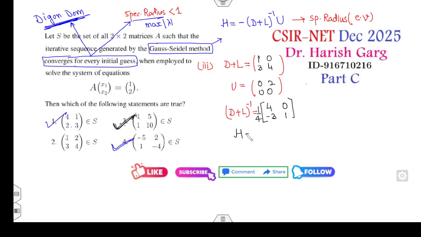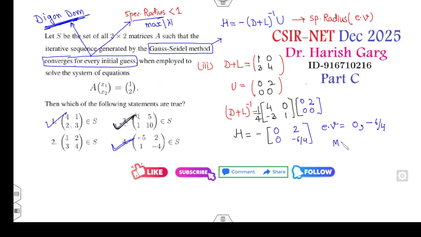And if you find the value of H, it's the negative of, if I multiply this value by U, 0, 2, 0, 0. So it's 4, 0 into 0, 8, 8 by 4, 2, 0 into 0, minus 6 divided by 4. So eigenvalues are 0 and minus 6 by 4.